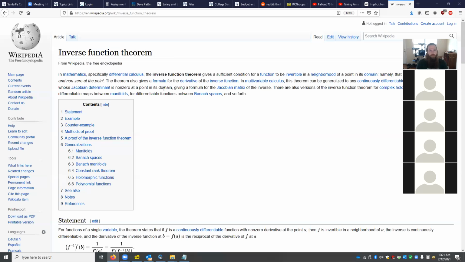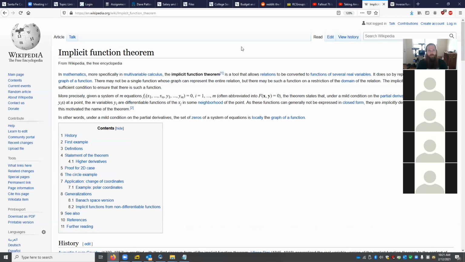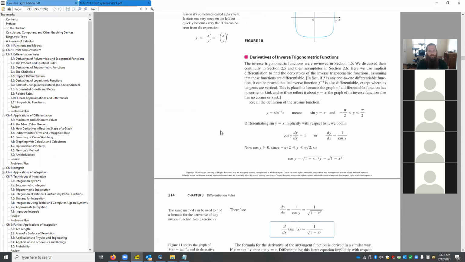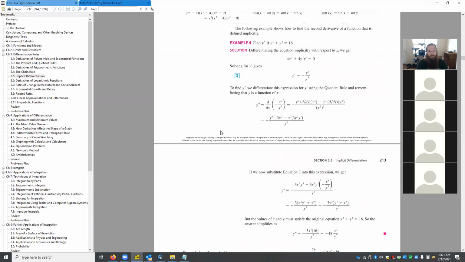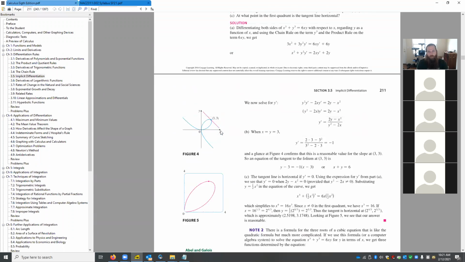And if you have time, I invite you to read the Wikipedia pages on the inverse function theorem and the implicit function theorem. These are both really beautiful things. And also take a look at your textbook. Take a look at the section on implicit differentiation, because this is where we're going when we come back on Monday. I'm not going to give you any fresh homework.